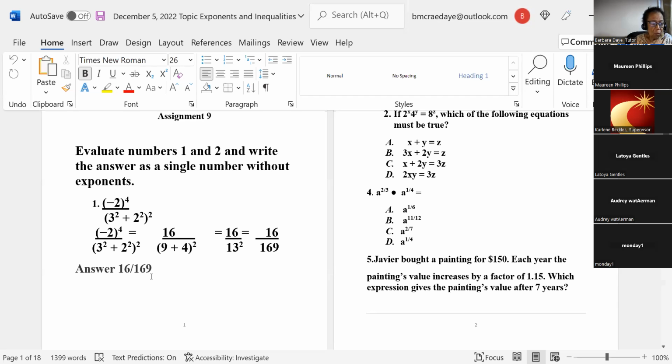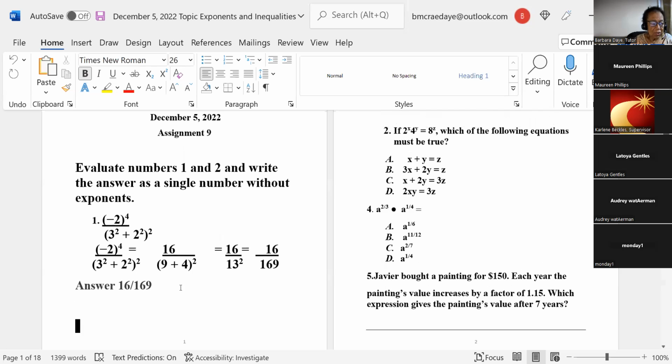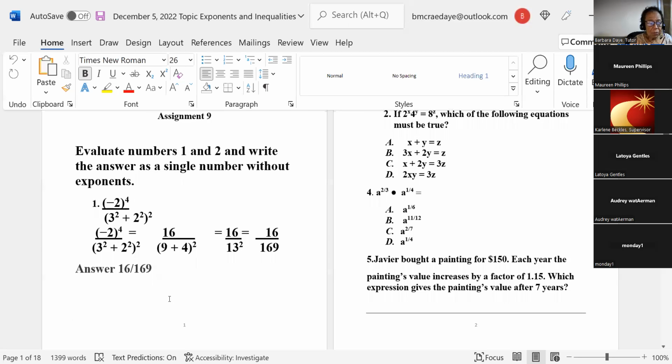So 16 over 169 is the answer. Maureen, you okay with this? Yeah, you just apply the exponents to the numbers. You know, -2 times -2 times -2 and -2. But remember the rule: a negative number to an even power, your answer is positive. A negative number to an odd power will be negative. All right.